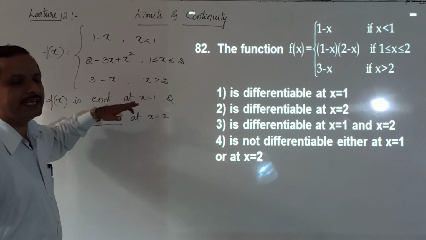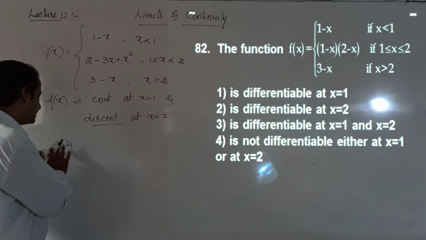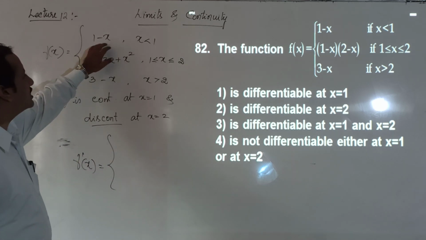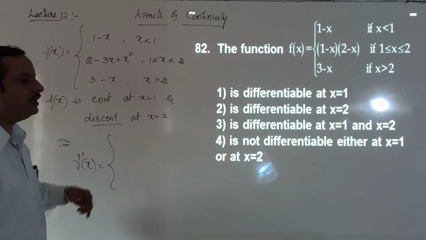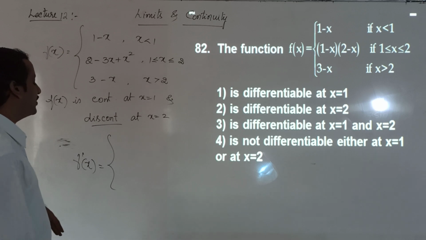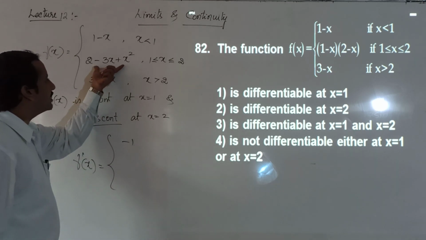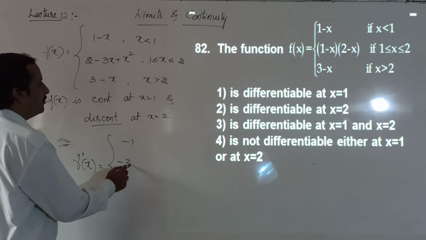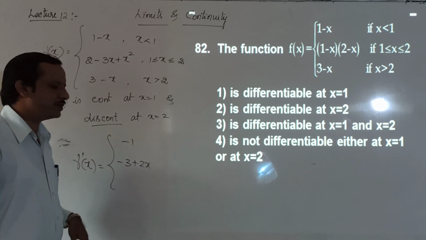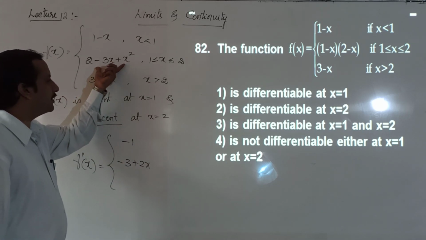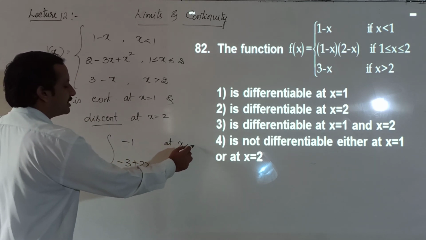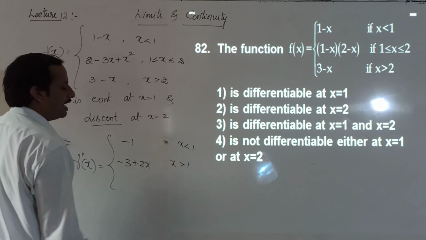Let us test the differentiability at 1. I will tell you how to find out f dash of x. For the left hand derivative, you directly differentiate this. What do you get? Minus 1. Then for this, you differentiate this. What do you get on differentiation? Minus 3 plus 2x. And this we are not interested in, because at 2 we already know it is not differentiable, so don't worry about it. So this is for x less than 1, this is for x greater than 1. At 1, what happens? We don't know.